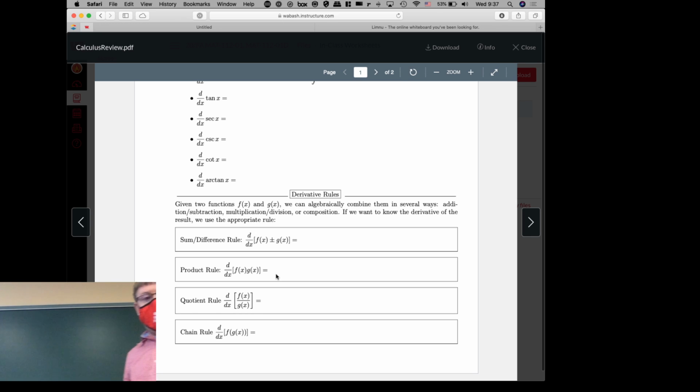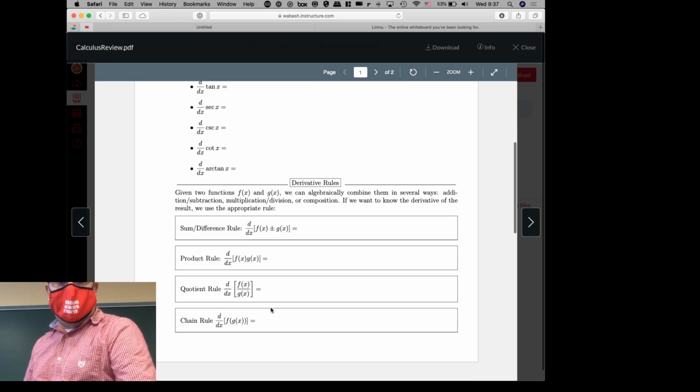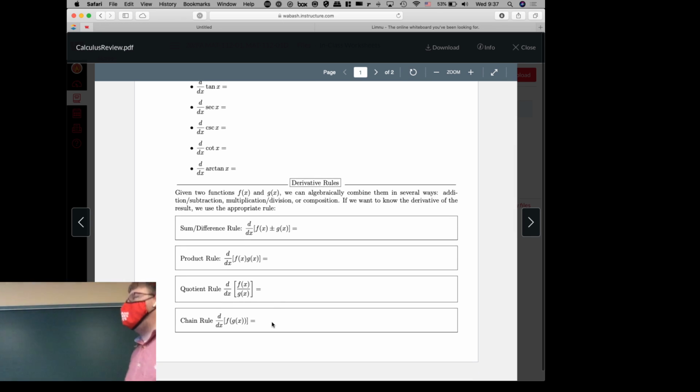Okay, and then last but not least, because this is the one that probably really drives people nuts, is the chain rule, which there's a couple different ways you can write it.